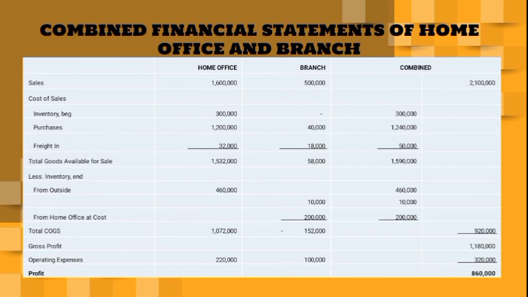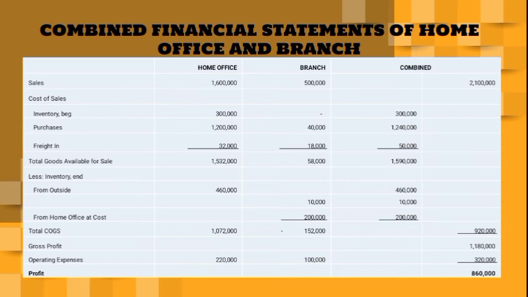So here we have sales, 1,600,000 plus 500,000, we have 2,100,000. For the cost of sales, beginning inventory, 300,000 for combined. Since wala kay branch, 300,000 rin. Purchases, we have 1,200,000 plus 40,000, we have 1,240,000. And freight in, we have 32,000 plus 18,000, we have 50,000 as combined. Actually, if you're wondering kung saan galing yung mga values na ito, basically, these are given doon sa additional information.